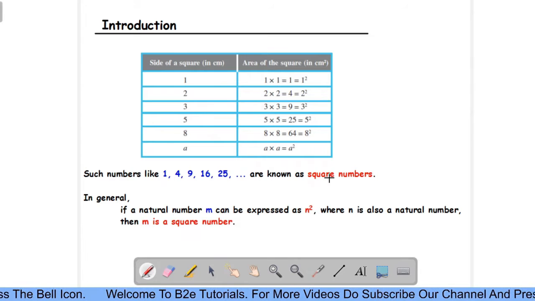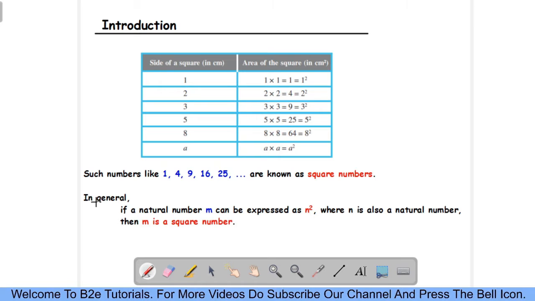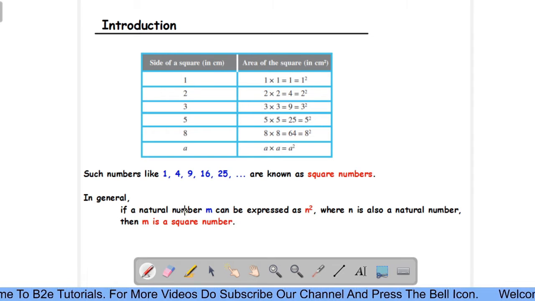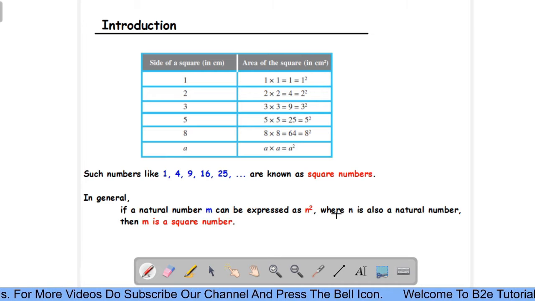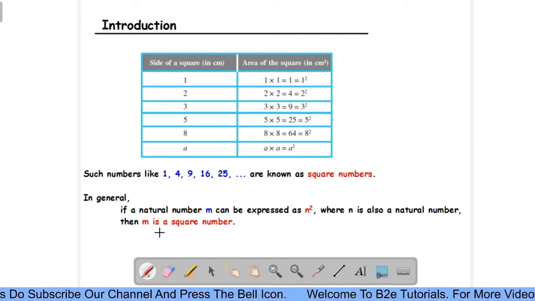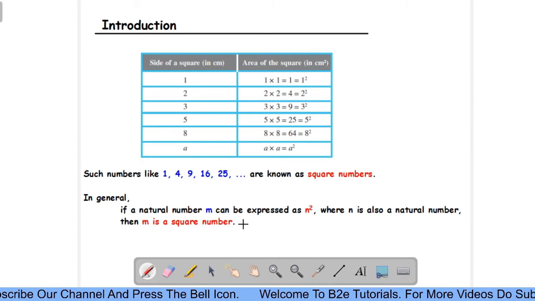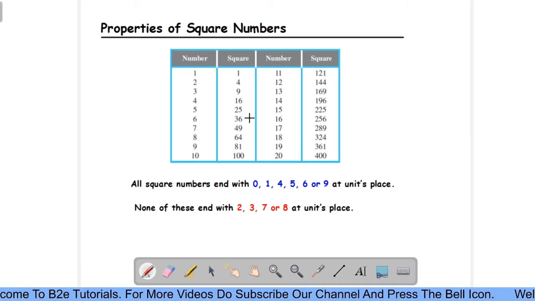Here such numbers like 1, 4, 9, 16, 25, etc. are known as square numbers. In general, if a natural number m can be expressed as n square, where n is also a natural number, then m is a square number.